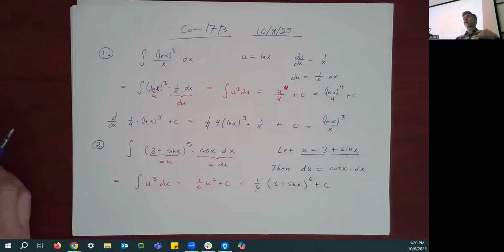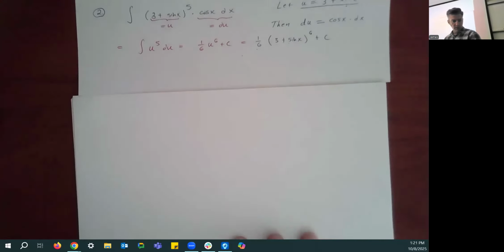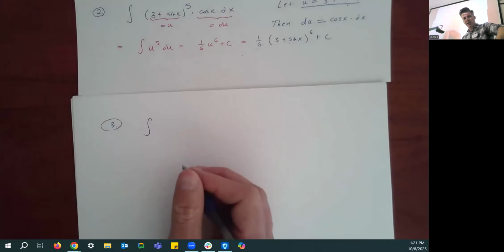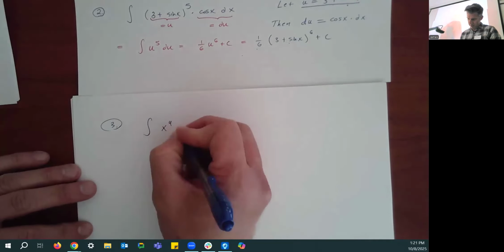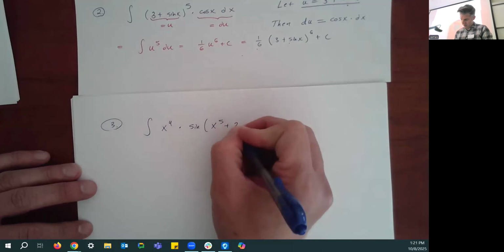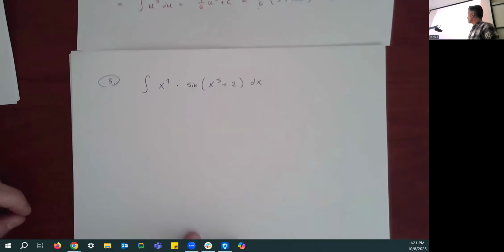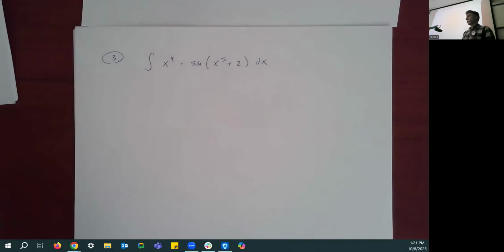Now we're not always going to be quite so lucky, in that it's not always going to be exactly that the derivative of your u is perfectly there. Let's look at this next example. Let's say we're going to find the integral of x to the fourth times sine of (x to the fifth plus 2). Your intuition should still be telling you what your u is here.